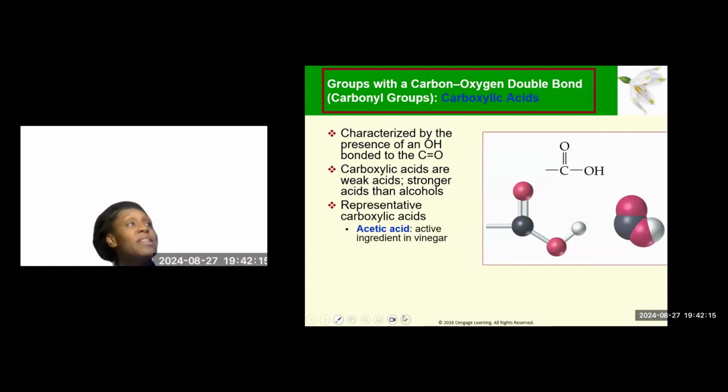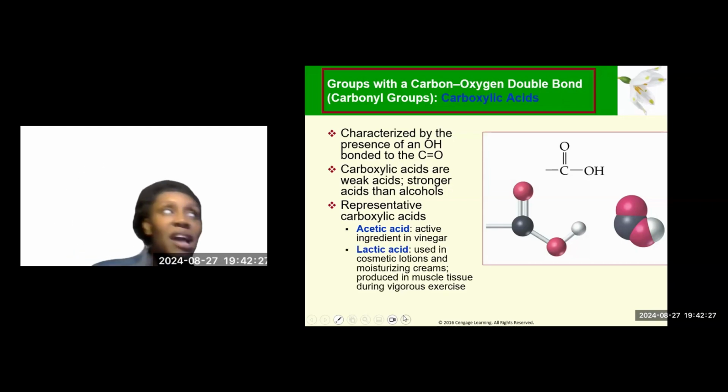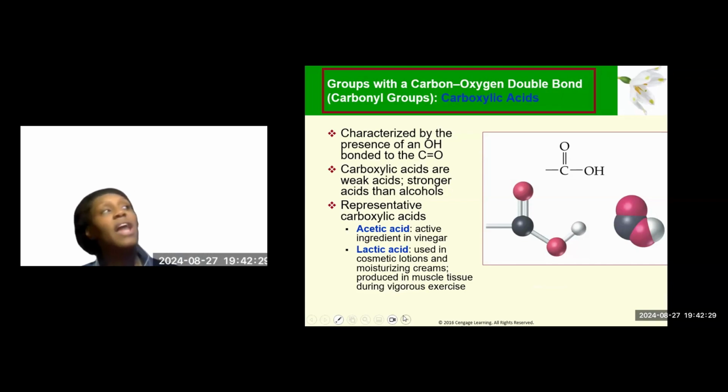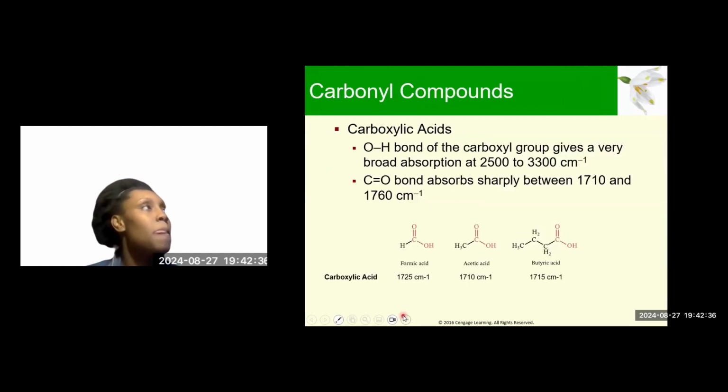All right, some representatives of carboxylic acids are acetic acid, right? That's the active ingredient in vinegar. So household vinegar that you get is about 5% acetic acid. Lactic acid is also very popular. It's used in cosmetics, lotions, as well as it is produced by muscle tissue while doing vigorous exercise. So you have lactic acid.